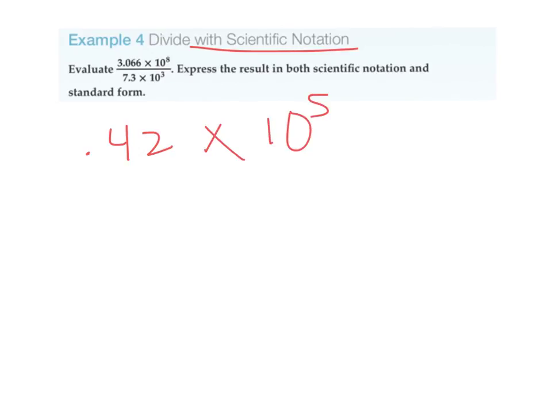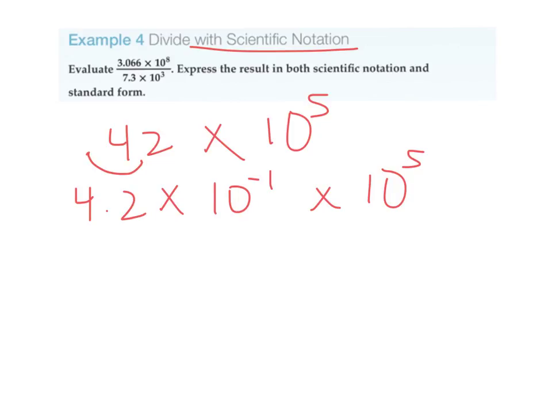Now we want to write this in scientific notation. It's not scientific. I have to move this over 1. So really that's 4.2 times 10 to the -1 power, and we still have our 10 to the 5th power. So I just changed this part into scientific notation, and now I can finish this problem off by adding my exponents, which gives me 10 to the 4th.